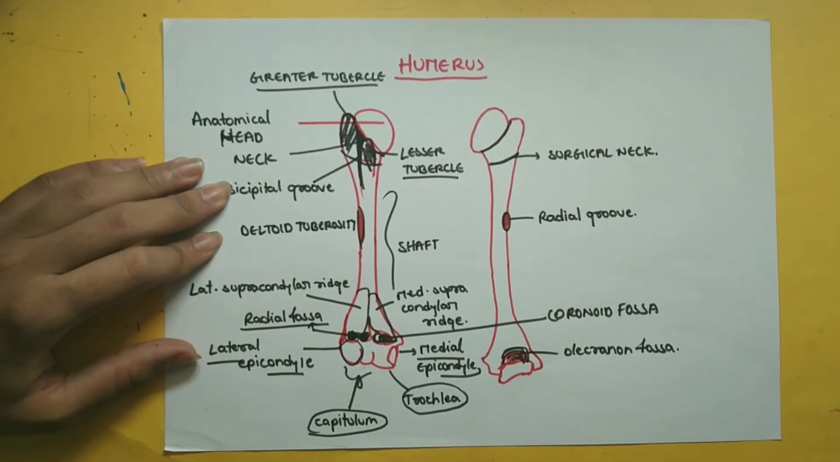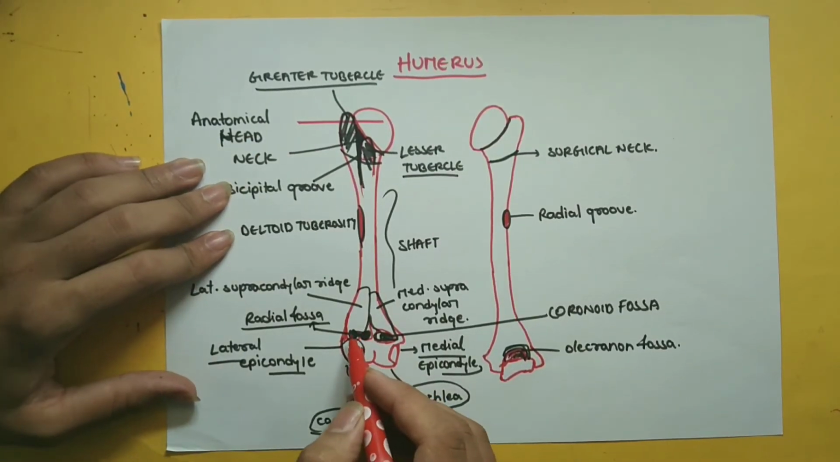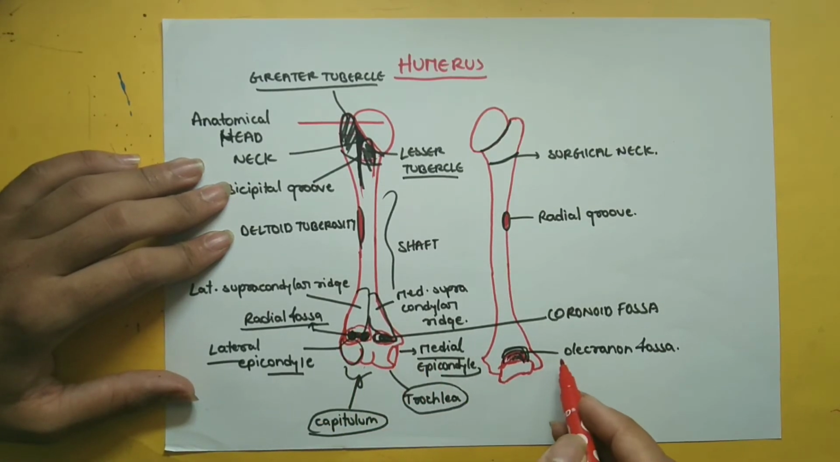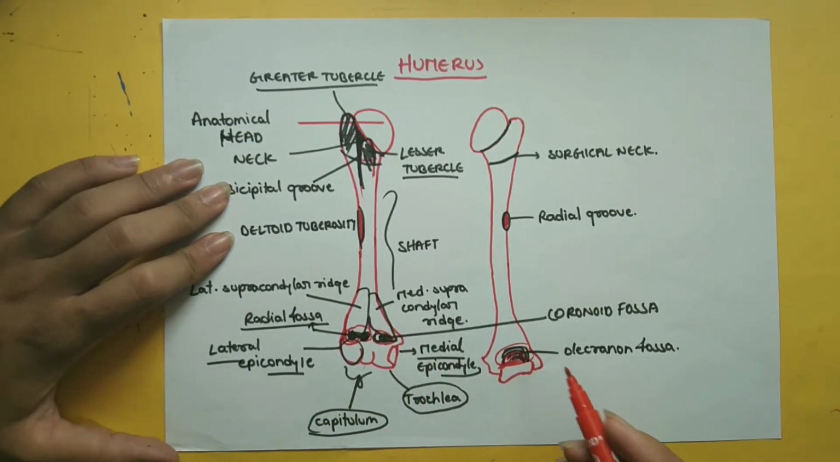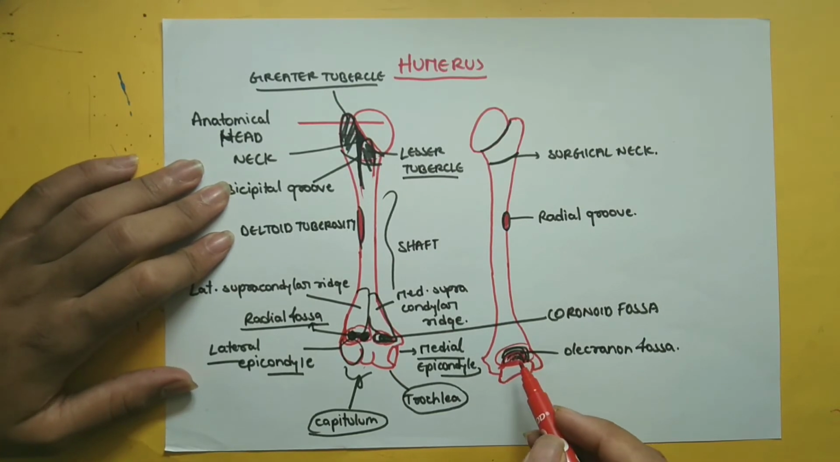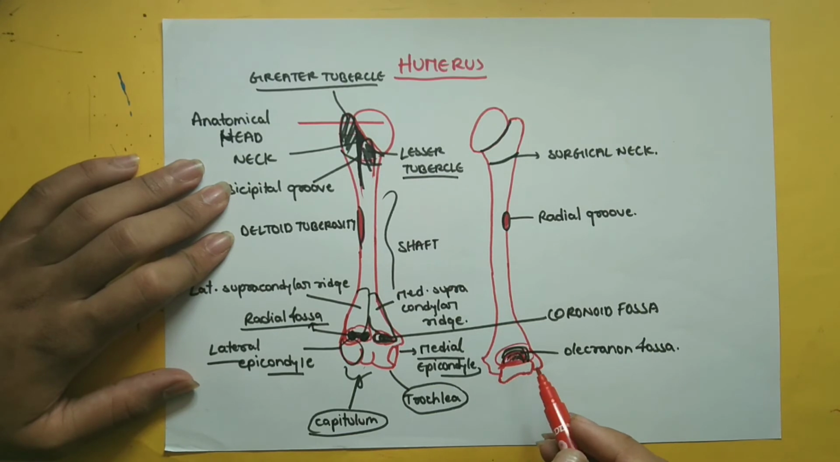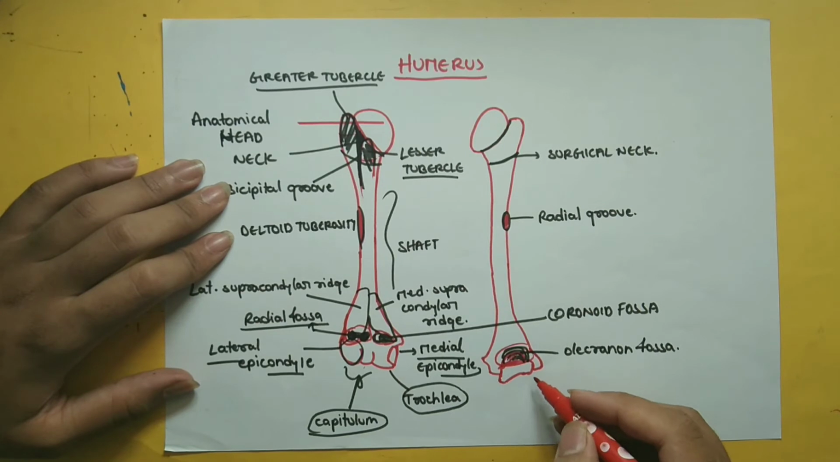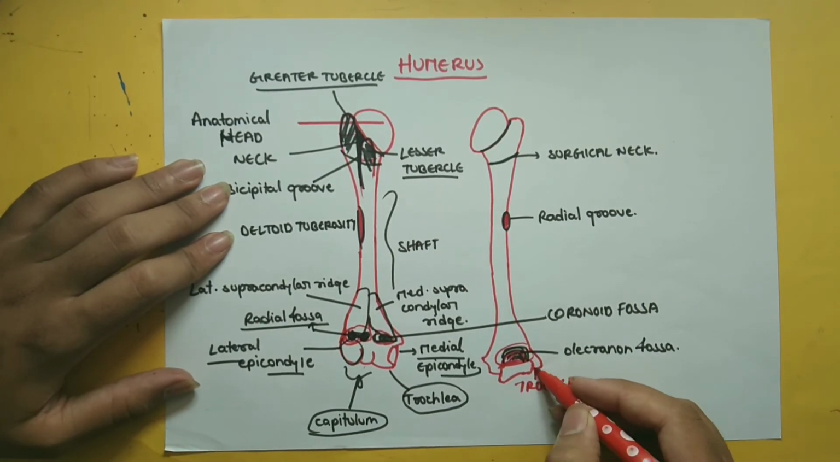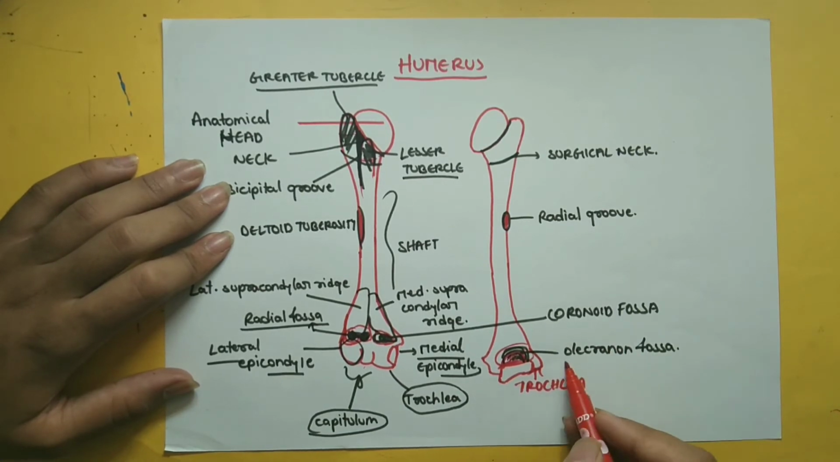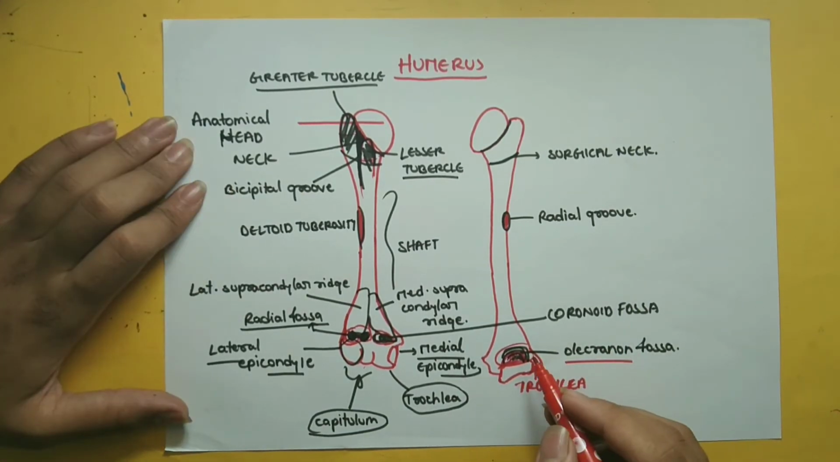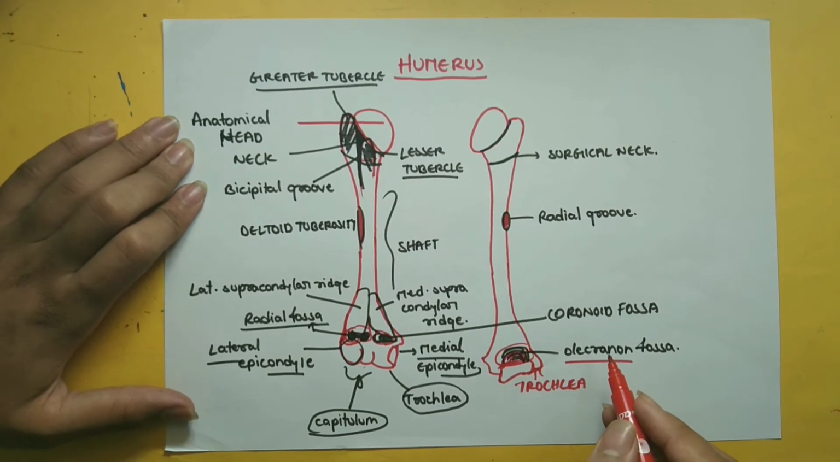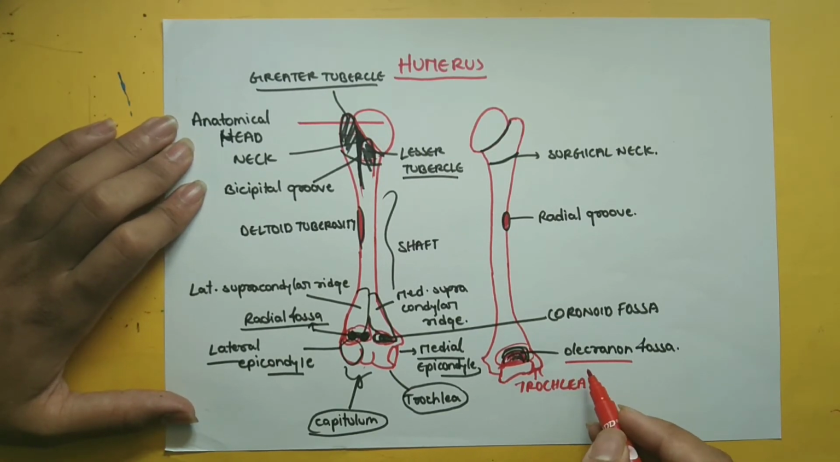So you can have a question. What's the use of this radial fossa and this olecranon fossa? Let me explain. This olecranon fossa is a posterior depression above the trochlea, right? On the backside, this is the trochlea, and above the trochlea the olecranon fossa is present. It holds the olecranon process of ulna on full extension of the forearm.